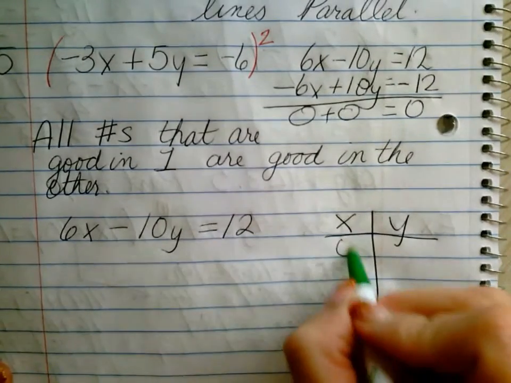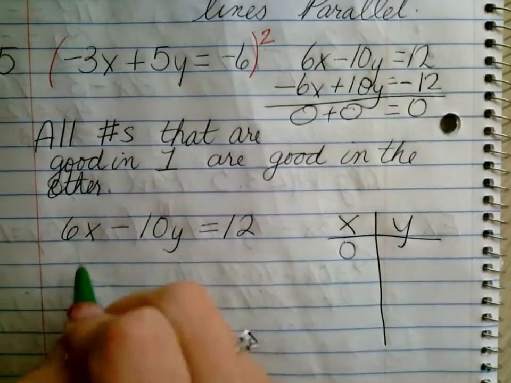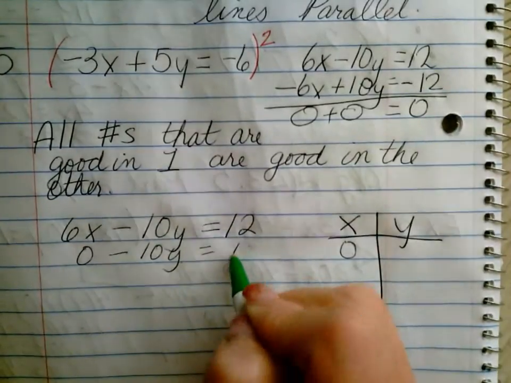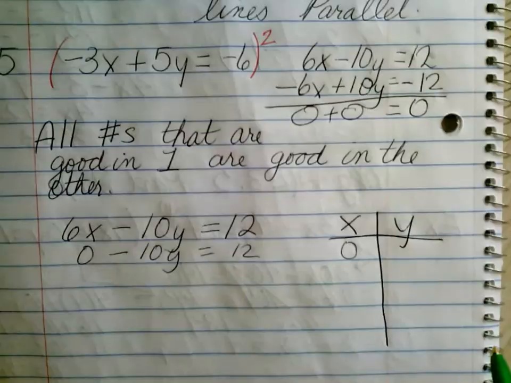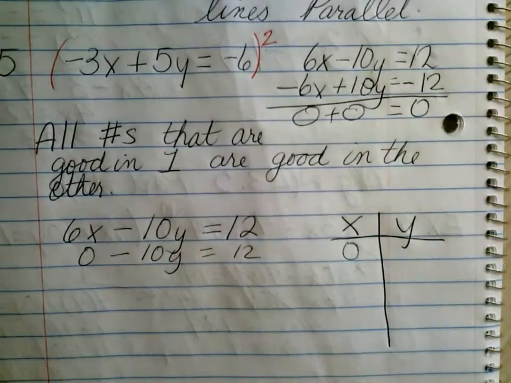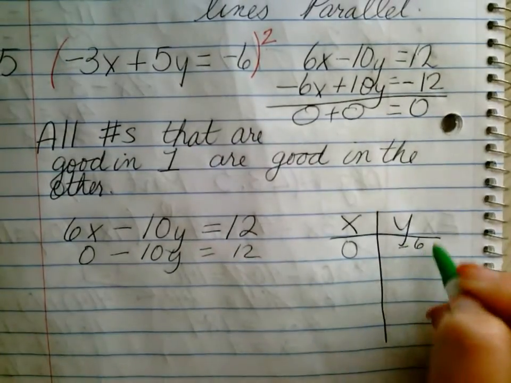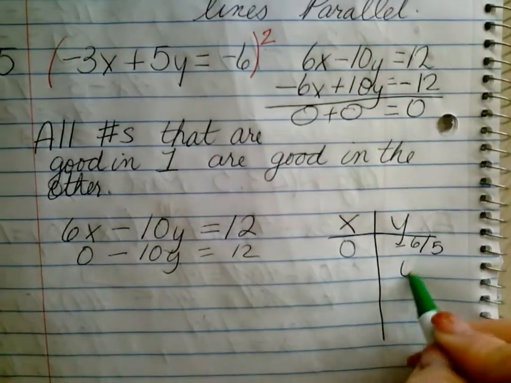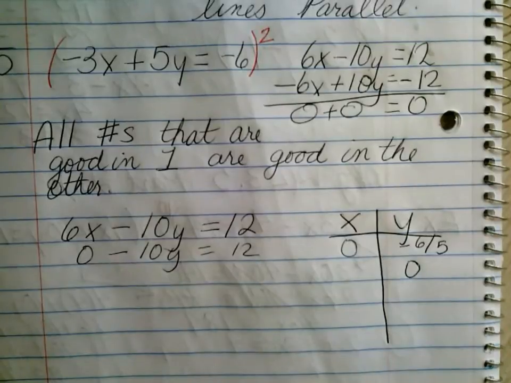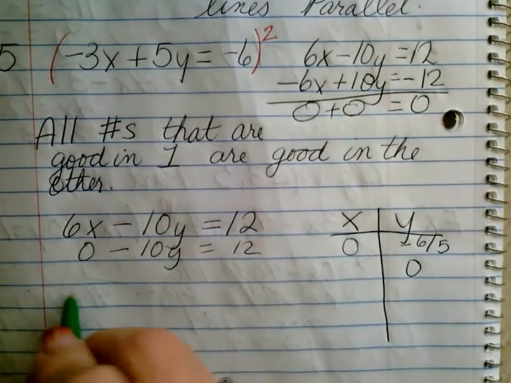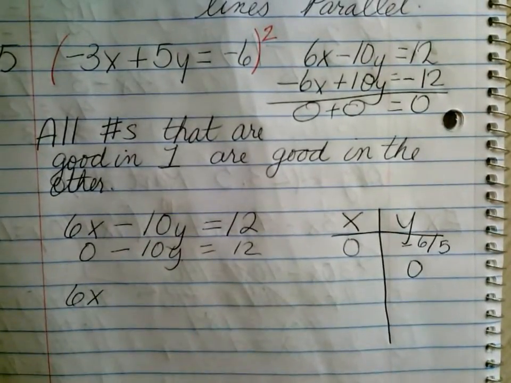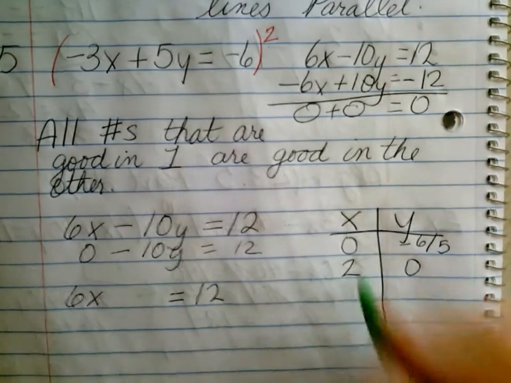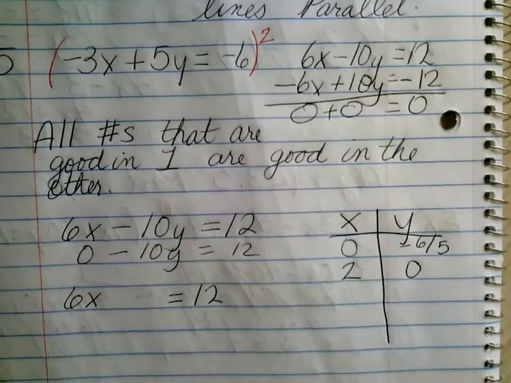What if I say x is 0? 0 minus 10y equals 12. Divide by a negative 10 and I get what? I get a negative 6/5. That's actually one of the ones they came up with. Now I'm going to plug in y as 0 to come up with a second solution. So 6x minus 0 equals 12. X will be 2, won't it? And that's another solution that they have.